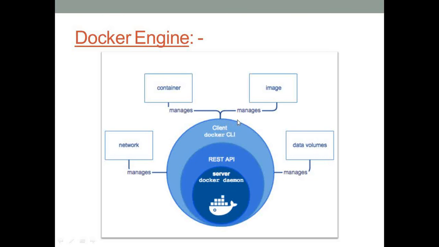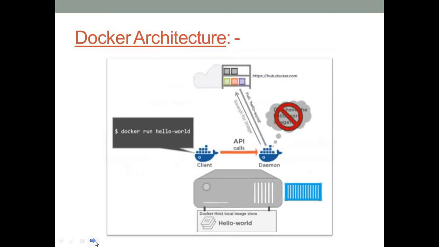Using the Docker CLI we can manage images that are used to run containers, and the networking part, meaning if there are multiple applications, how they connect with each other. And data volumes, where we can store our application data. For those we need the Docker CLI, and the Docker daemon is the main component that talks with the hardware, or we can say the operating system kernel. Okay, so this is the Docker engine. Let's go to the next slide and learn about the architecture.